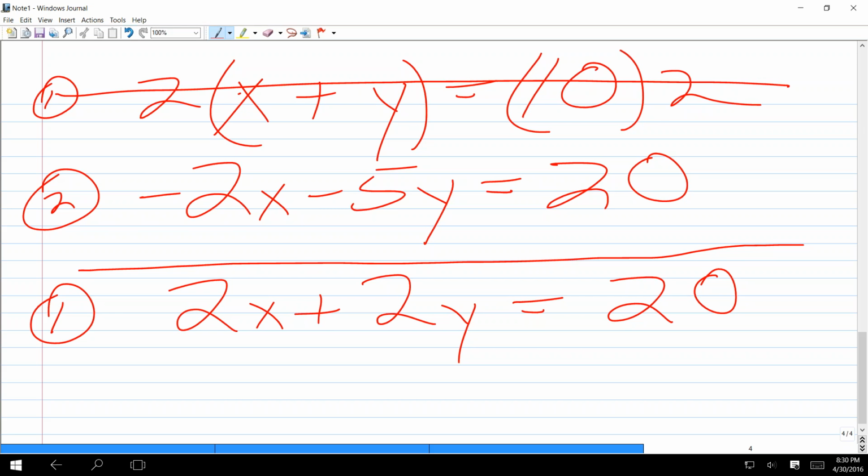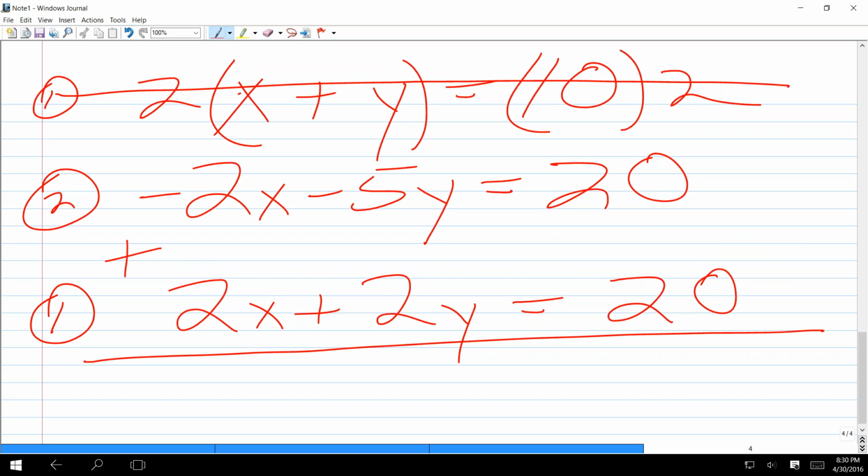Okay. Now, I'm going to add these two equations together: my new equation 1 with my old equation 2. I'm going to just add them together. Notice the very first thing that happens is the x's go away. Yeah, they're going to cancel out. Well, and that's what you're looking for.